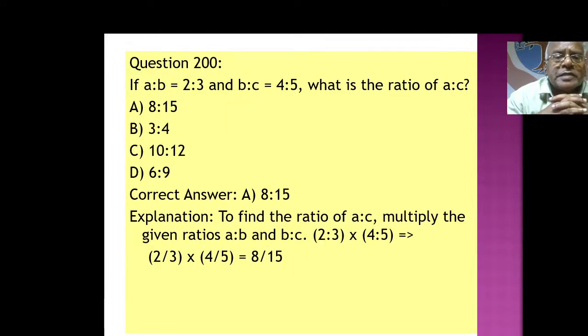If A is to B equal to 2:3 and B is to C equal to 4:5, what is the ratio of A to C? To find the ratio of A to C, multiply the given ratios. 2:3 into 4:5. 2 by 3 into 4 by 5, 8 by 15.